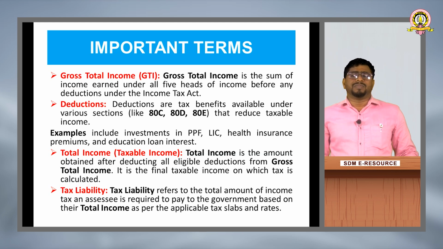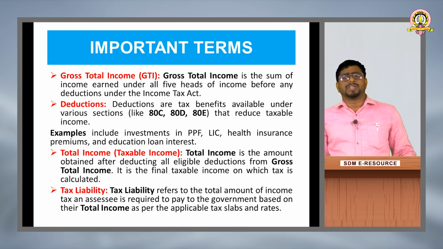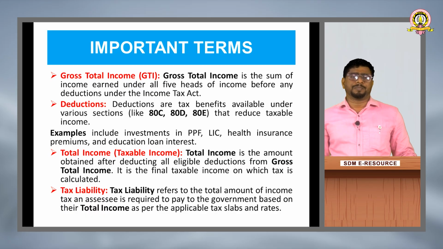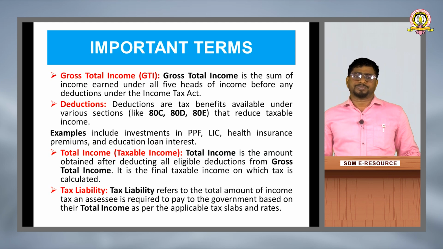Deductions like 80C, 80D and 80E, many sections are there. Examples like investment in PPF, that is Public Provident Fund, LIC, health insurance premium, education loan interest, etc. Total income. One more name for total income is taxable income. Total income is the amount obtained after deducting all eligible deductions from gross total income. It is the final taxable income on which tax is calculated.